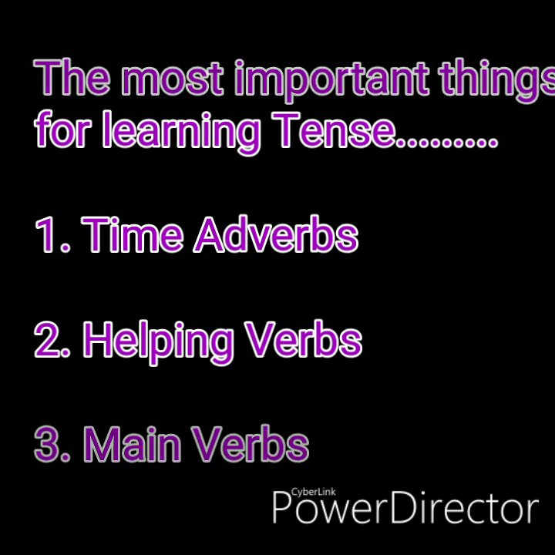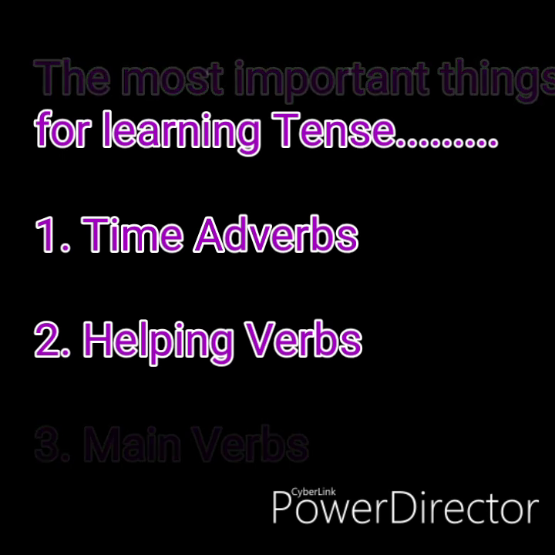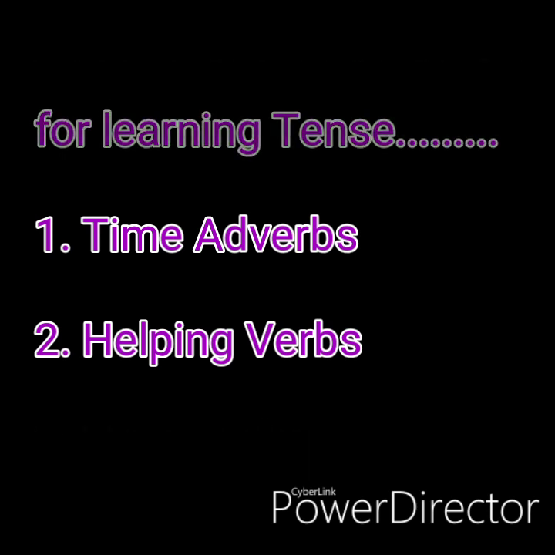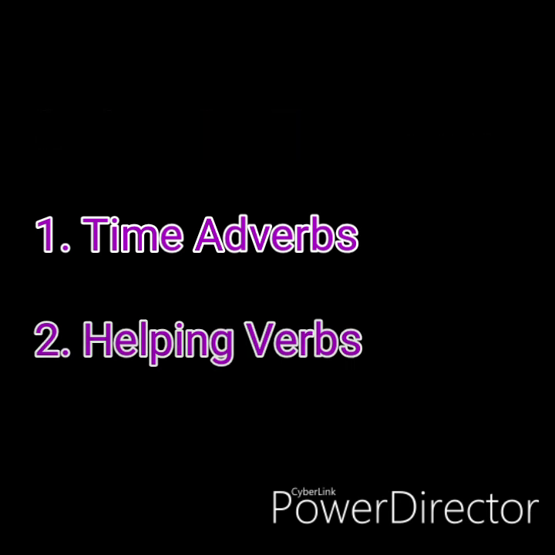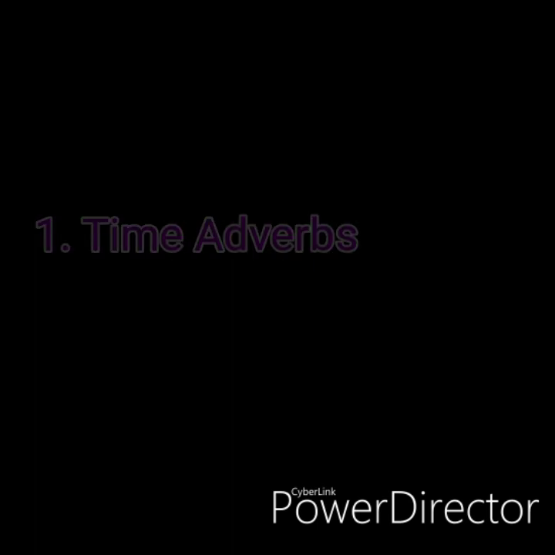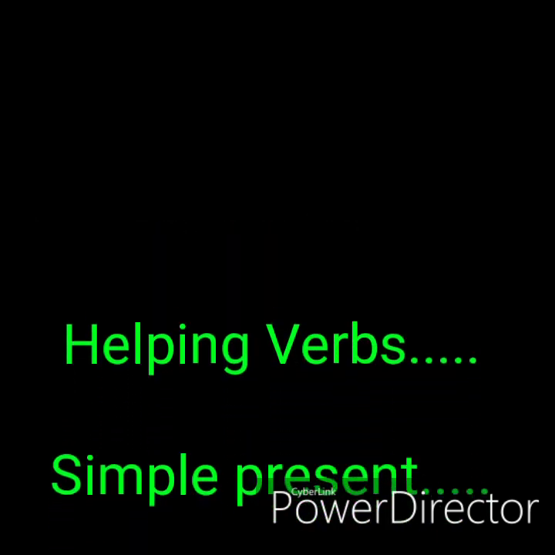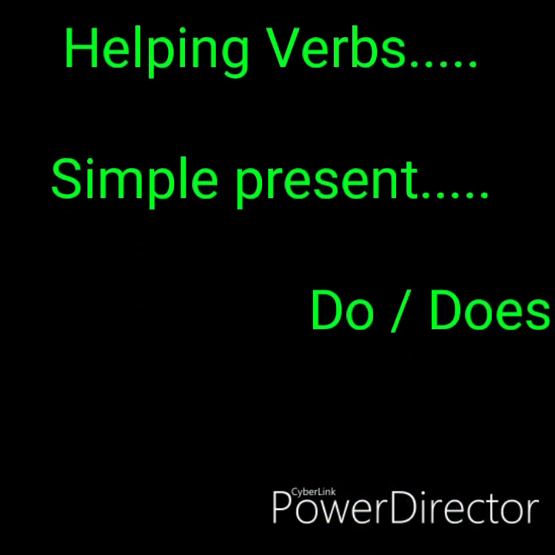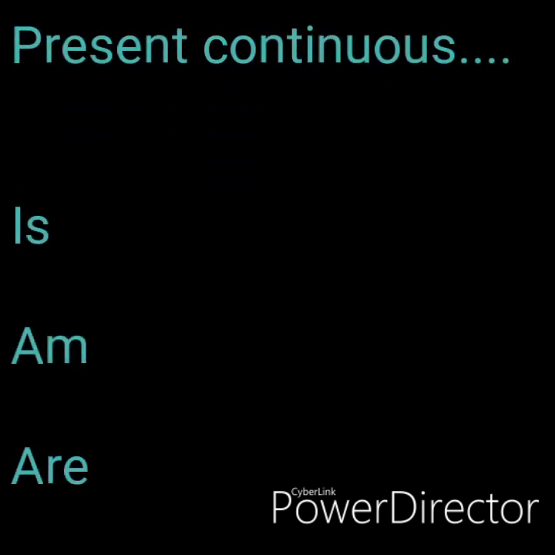Now I will teach you first helping verbs, after that main verbs, and we will discuss time adverbs according to tenses. So first we have to focus on helping verbs. In simple present tense we use do and does helping verbs. The helping verbs of present continuous tense are is, am, are.